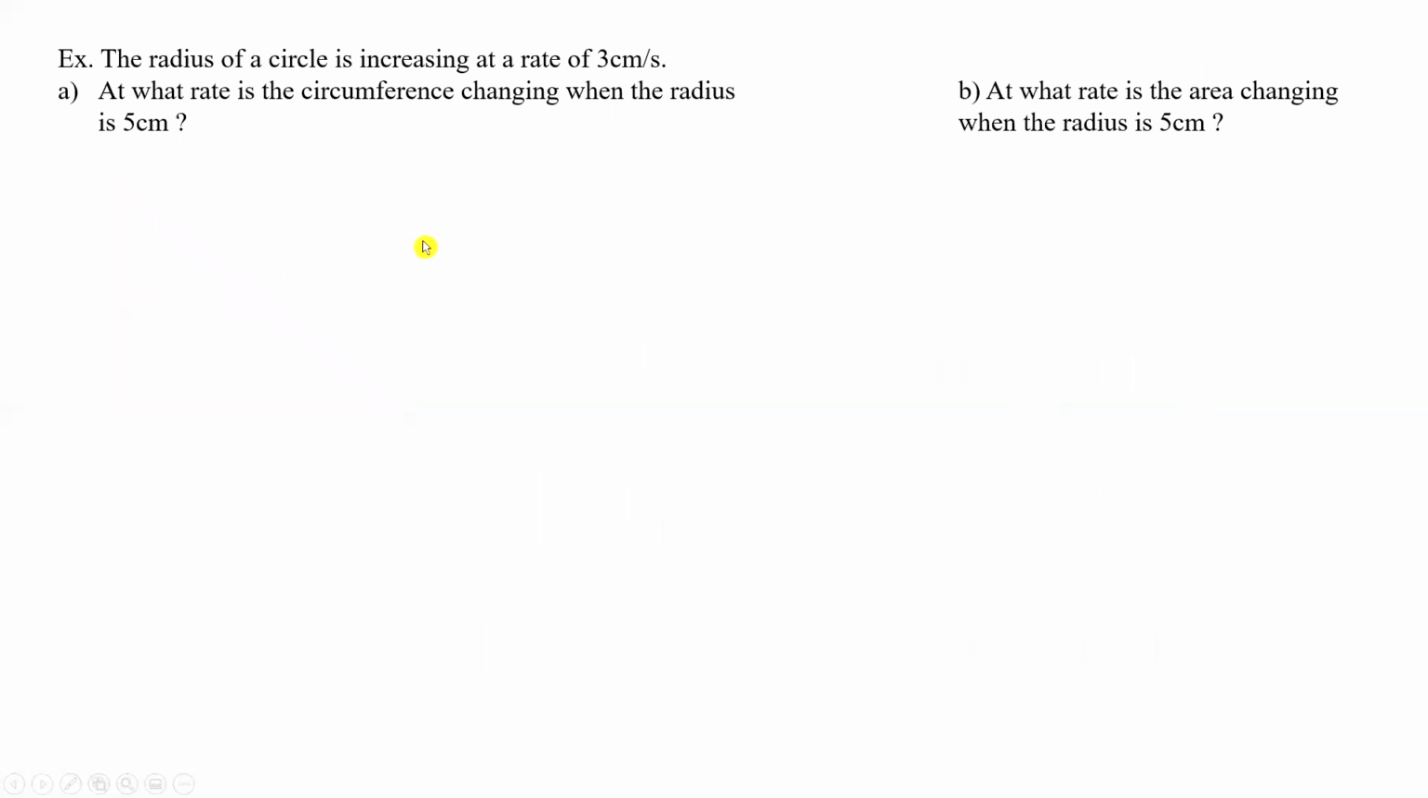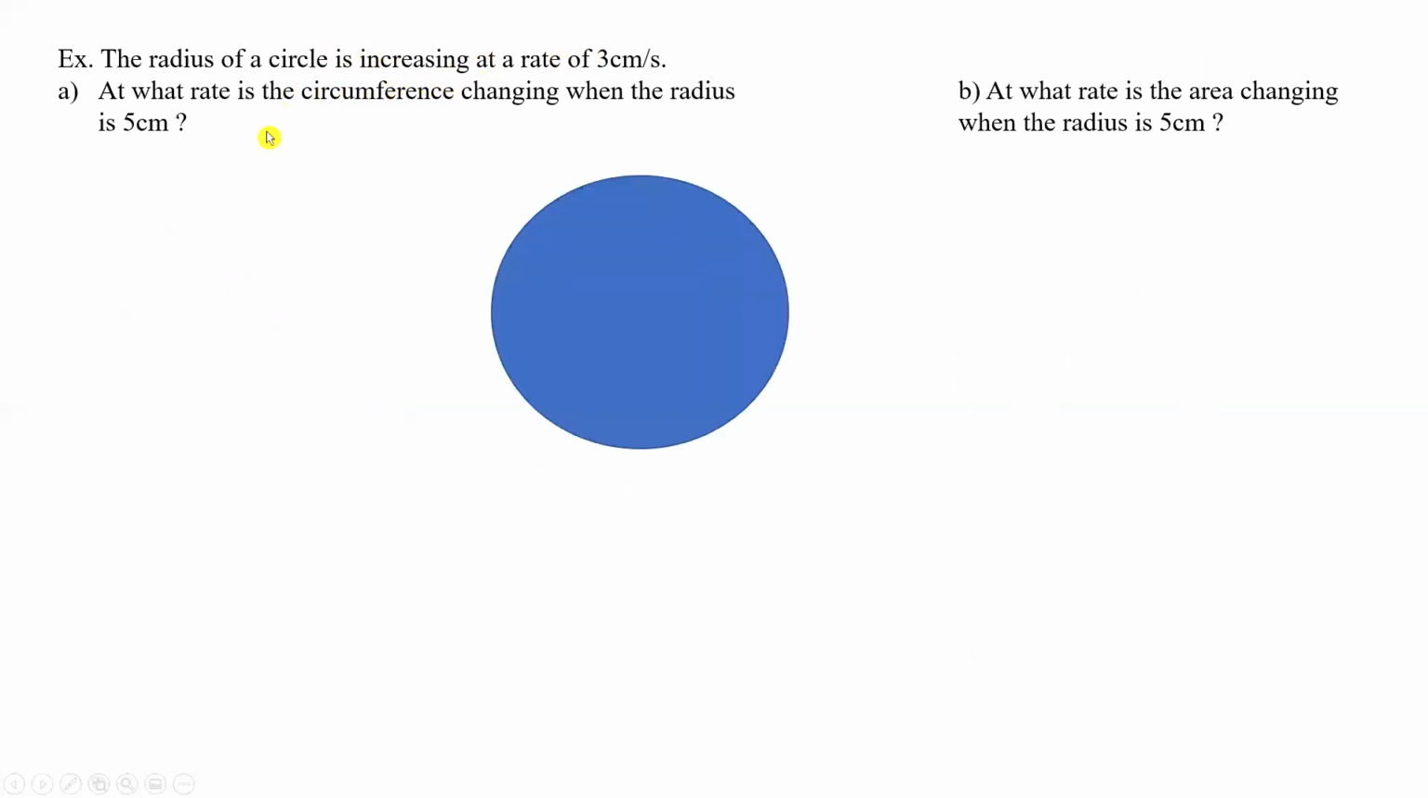Two questions for you. The radius of a circle is increasing at a rate of 3 centimeters per second. At what rate is the circumference changing? Circumference of a circle is 2 pi r. If you're not familiar with that formula, you can always look it up on the internet. We're going to take the derivative of both sides with respect to t.